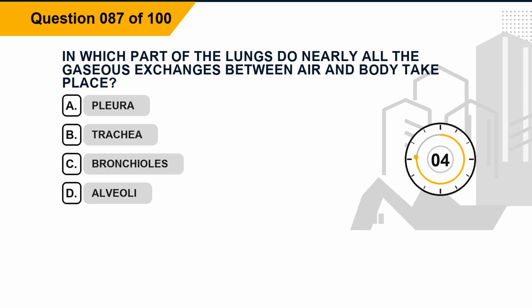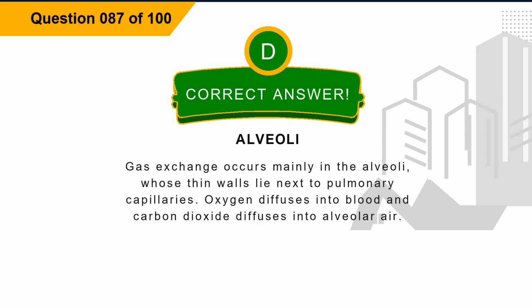Option C, bronchioles. Option D, alveoli. The correct answer is option D, alveoli. Explanation. Gas exchange occurs mainly in the alveoli, whose thin walls lie next to pulmonary capillaries. Oxygen diffuses into blood and carbon dioxide diffuses into alveolar air.